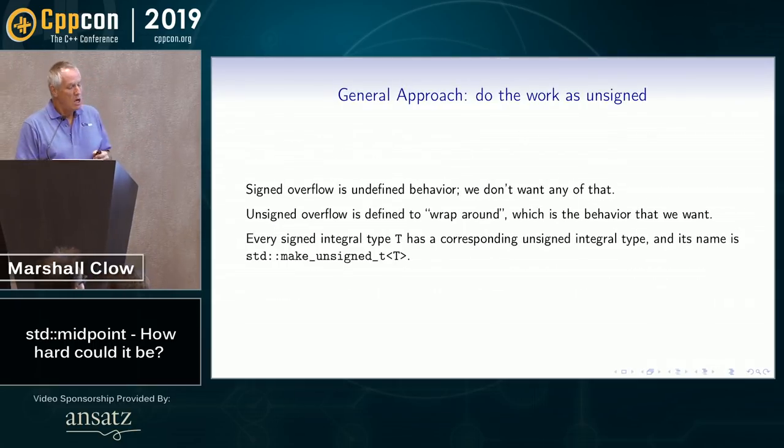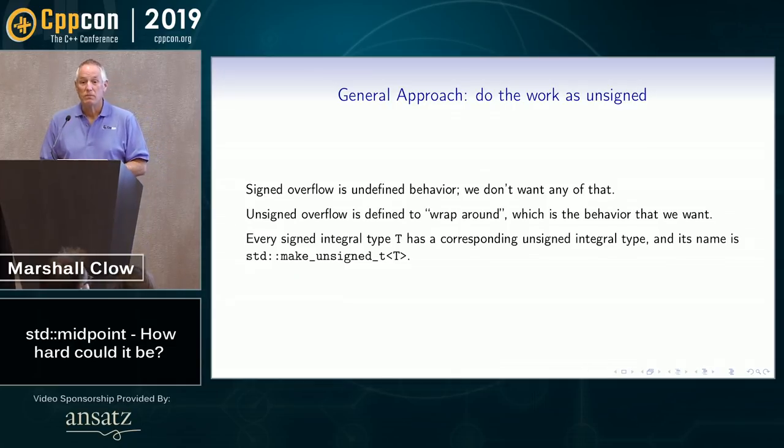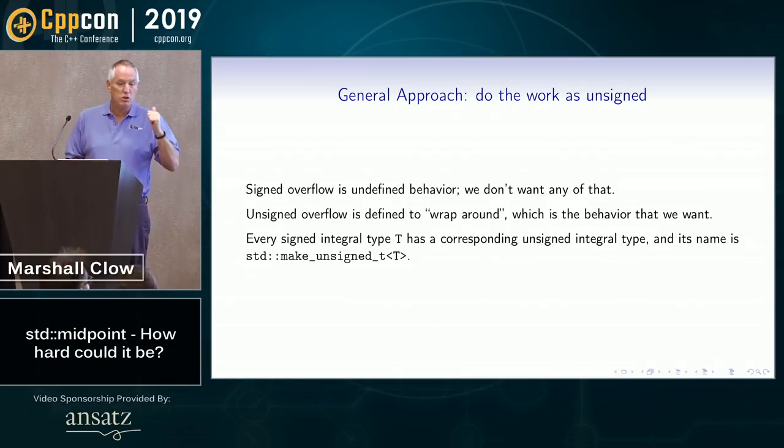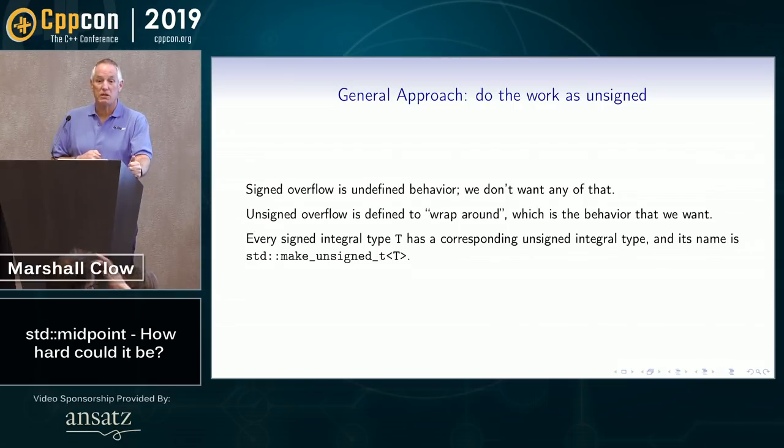Okay, so the general idea for doing midpoint in a safe way, integral midpoint, is that we want to do this work as unsigned. We want to do all our arithmetic in the unsigned realm because signed integer overflow is undefined behavior. Unsigned integer overflow is defined behavior. So if you take an unsigned 0 and subtract one from it, you get a very big number. You get all Fs in your representation. I mean, that's a defined behavior. Unsigned integer arithmetic is defined to be modulo 2 to the n, where n is the width of the integer in bits. So it wraps around.